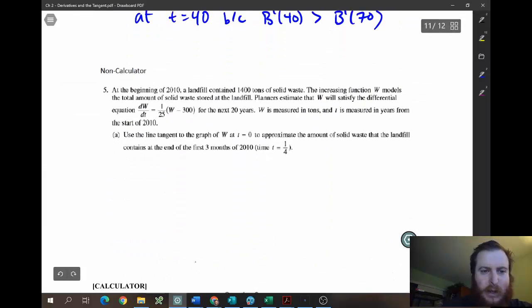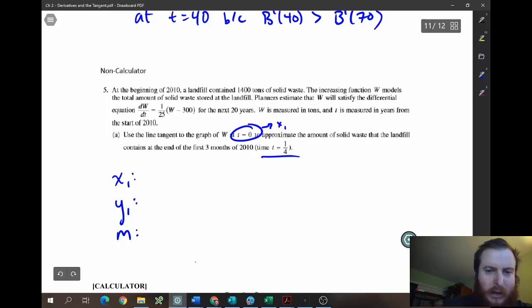Right, next we have this waste, right? Tons of waste. And they're asking us to use the line tangent to the graph of W at t equals 0 to approximate the amount of solid waste the landfill contains at the end of the first 3 months. And they told us that's time 1/4. I'm going to do x1, y1, and m. Now, whenever we're doing times, time becomes our x1. So x1 is going to be 0. y1 is going to be basically W of 0.